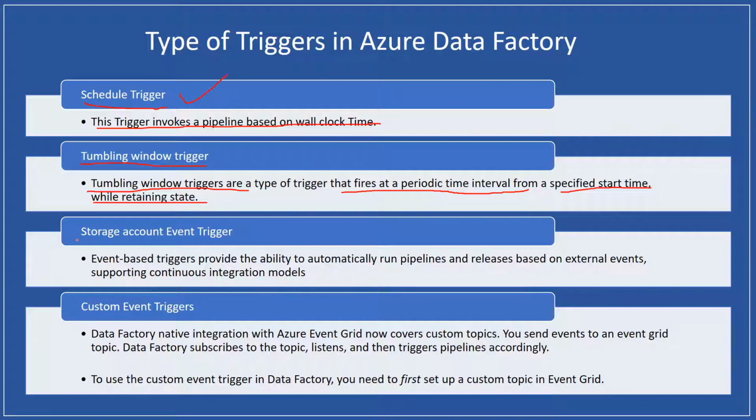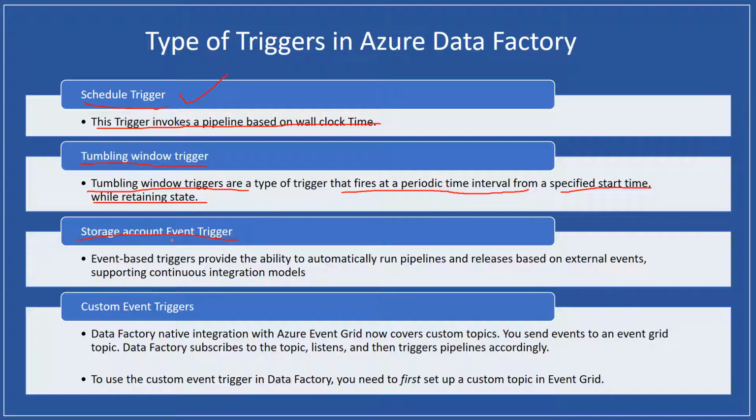Another one is the storage account event trigger. As it sounds by its name, it fires whenever an event occurs in a storage account. For example, we have a pipeline where we are transferring or copying data from Azure Blob storage to Azure SQL, as we did in our previous video. We can go ahead and set up a trigger where whenever a file is added to a blob storage account, or maybe deleted, this pipeline will be triggered and executed.